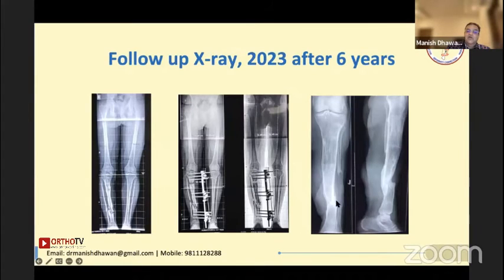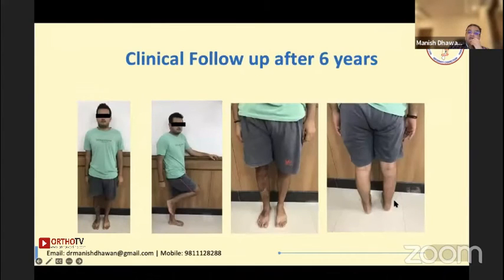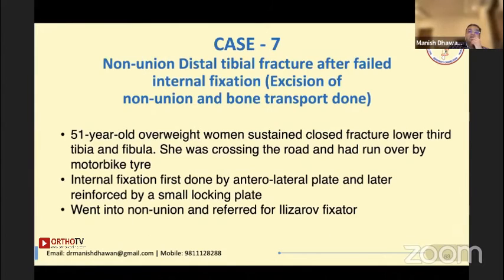And now this boy comes to me after 7 years. This is the situation. I just took this X-ray, you can say after 7 years. So this is basically the fibula is distracted because of the lengthening. This is when LRS was there. Now he has come to me again and he's fine.